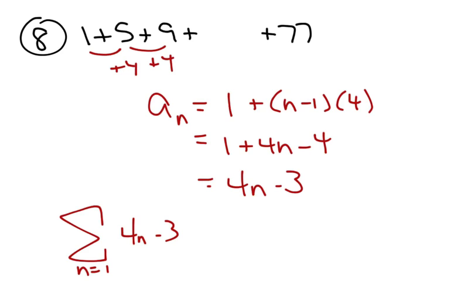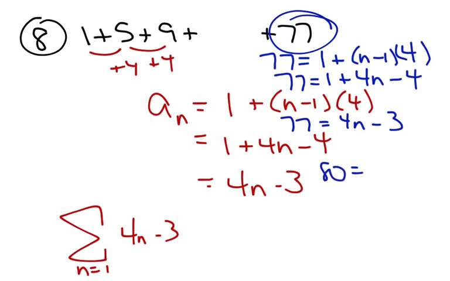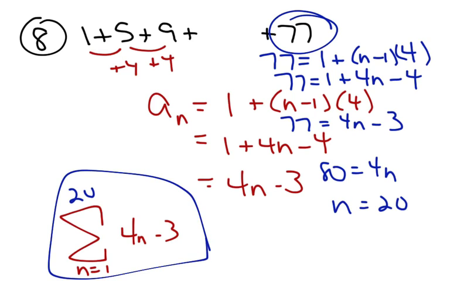But what goes in the top of the sigma? Well, I need to figure out what term of the sequence 77 is. So 77 is equal to the first term plus n minus 1 times the common difference, which we just found out was 4. And now I'm going to solve that equation for n. So 77 is equal to 1 plus 4n minus 4. 77 is equal to 4n minus 3. 80 is equal to 4n, so n must equal 20. And there we go. Remember, when you're finding n, it better be an integer. If it's not, something went wrong.